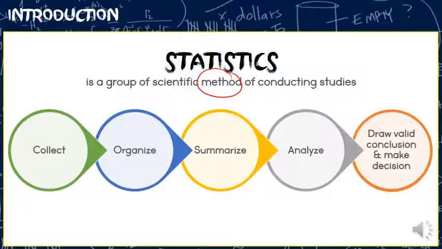What are the methods? The first one is you need to collect your data. Once you dah collect your data, you organize your data. Means that you susun data awak, yang mana data boleh pakai, yang mana data tak boleh pakai, you keluarkan. And then baru you summarize and analyze. Bila you dah buat semua tu, last kali kita draw valid conclusion and make decision based on analysis yang kita dah buat. So statistics is actually a collection of method of conducting studies.